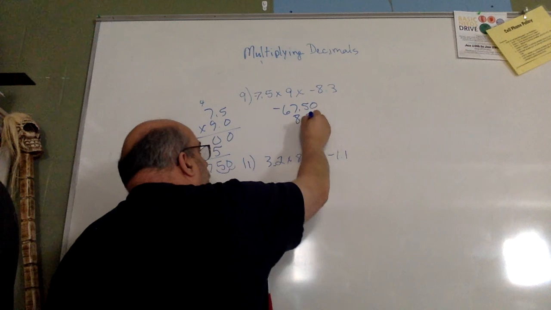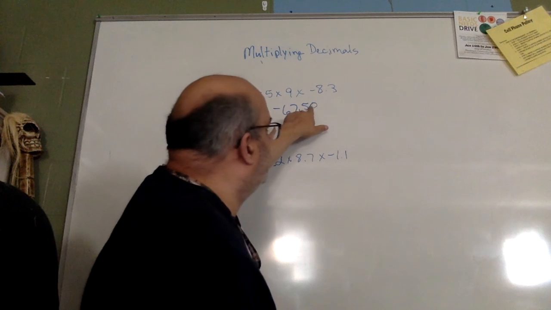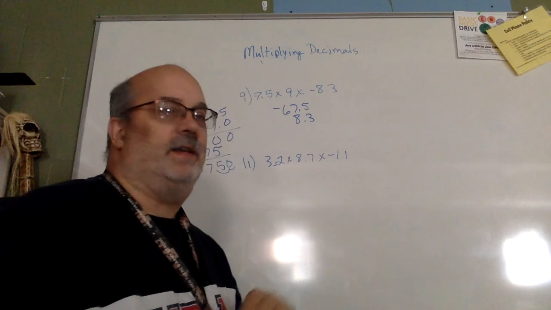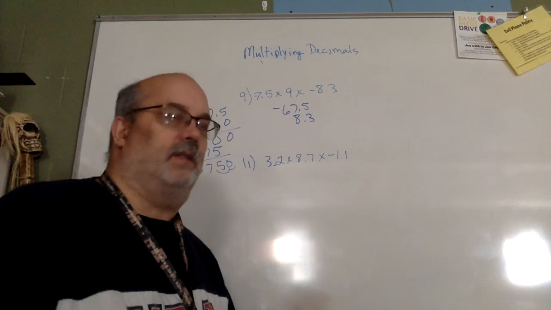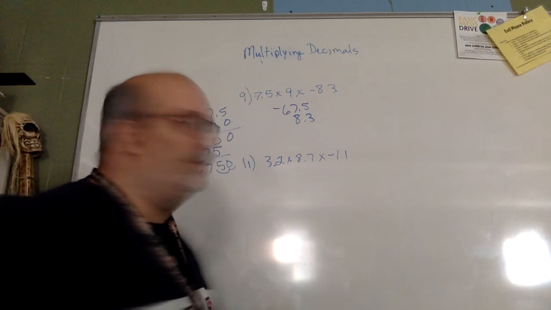Let's take our next number, 8.3. I'm actually going to get rid of this 0 because otherwise I got to add another 0 and it gets longer and longer. It's just a placeholder. So let's do our multiplication.